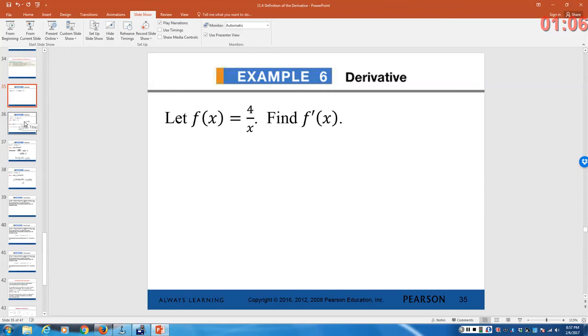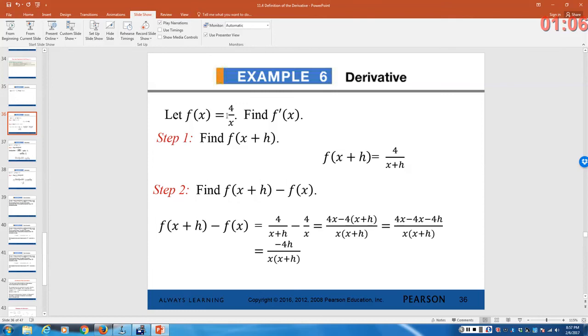This one works the same way. 4 over x, if you find f of x plus h, it becomes 4 over x plus h. And when you take 4 over x plus h minus 4 over x, you have to get a common denominator. And then collect like terms in your numerator and reduce it down and factor out or cancel out what you can.